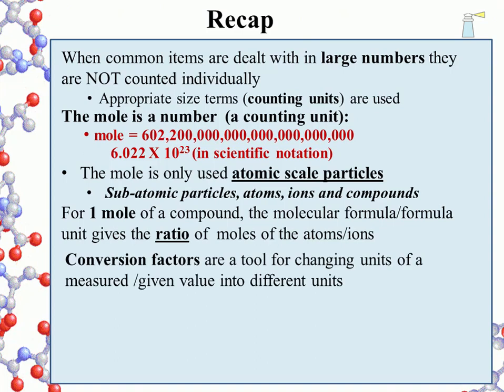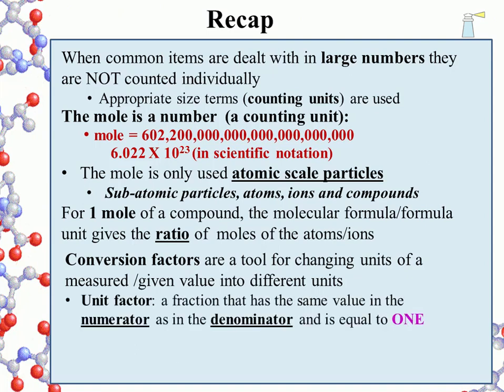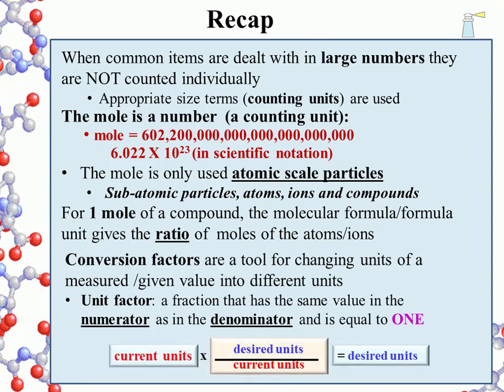Conversion factors are a tool for changing units of a measured or given value into different units. These different units are referred to as the wanted or desired units, and have to be the same kind of measurement. Conversion requires a unit factor. This is a fraction that has the same value in the numerator as in the denominator, and is therefore equal to 1. In a conversion, the unit factor is oriented such that the current units cancel out.